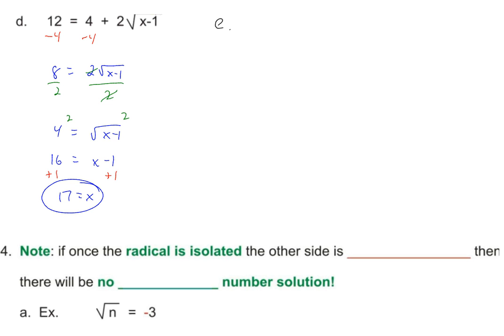Okay, so this one's a little off the wall, but I think you can handle it. What if we had 4 times the square root of 2x plus 3 minus the square root of 2x plus 3 minus 5 equals, let's be really creative.